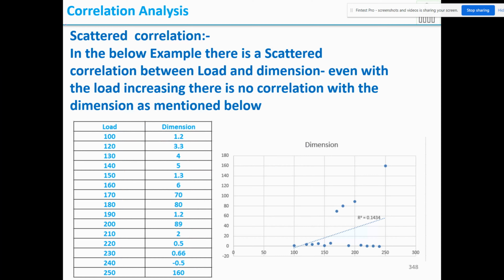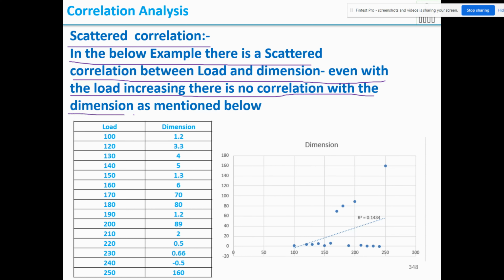The next one is scattered correlation. What is scattered correlation? In the below example, there is a scattered correlation between load and dimension. Even with the load increasing, there is no correlation with the dimension. They gradually increased the load, selected some dimension, and plotted the R square chart. If you see, it is scattered, that means distributed unevenly. So for load and dimension there is no correlation.